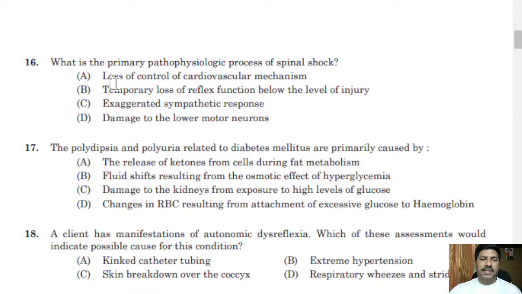Then 16th question. What is the primary pathophysiologic process of spinal shock? Correct answer, temporary loss of reflex function below the level of injury. So usually that will lead to vasodilation and all, then it will go to shock. So if it is corrected, then that loss will come back.